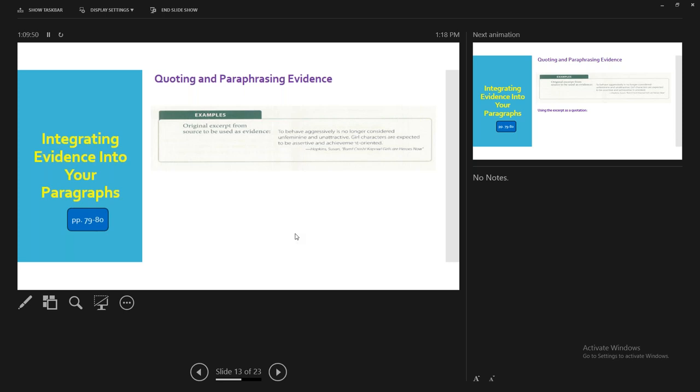I cannot see it clearly. Girls Are Heroes Now. Okay. Now, how can you use this piece of evidence in your paragraph to support your topic sentence or to support your idea?